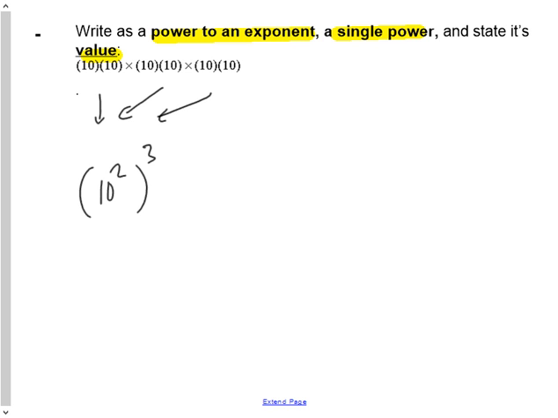That is 10 squared multiplied by itself 3 times, or a power to an exponent. To write as a single power, it would be 10 to the exponent of 6, because the rule is when you have a power to an exponent, keep your base and multiply your exponents. And we already did 10 to the 6 because it was part of another question. In standard form, it's a 1 with 6 zeros, or 1 million.